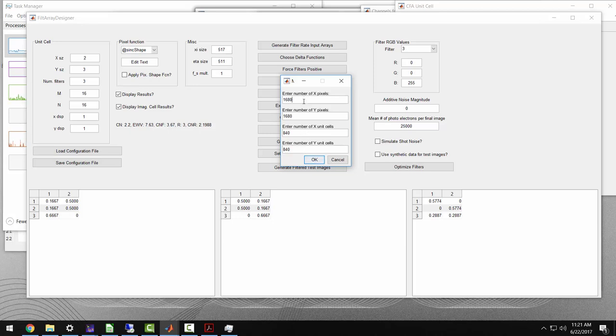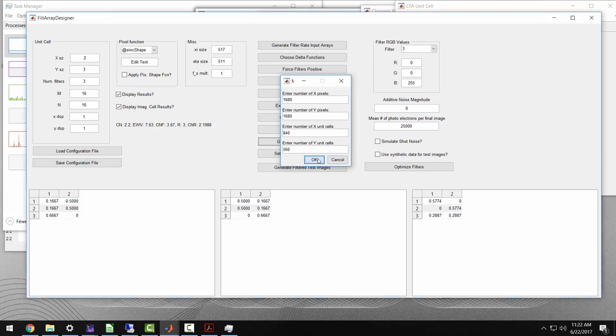In our paper, we used this number a lot because it's divisible by 2, 3, 4, 5, 6, 7, 8, and 9. So you can use the same base number of pixels with different types of focal plane filter arrays on top of it. For a 2 by 3, we need 840, and then we need this to be 560, I believe, is 1680 divided by 3. And then what this will do, it will generate a filter array mask using these unit cell definitions.